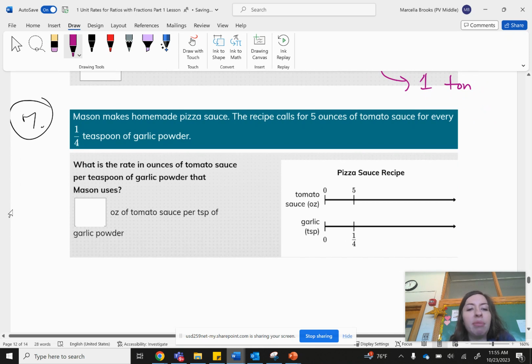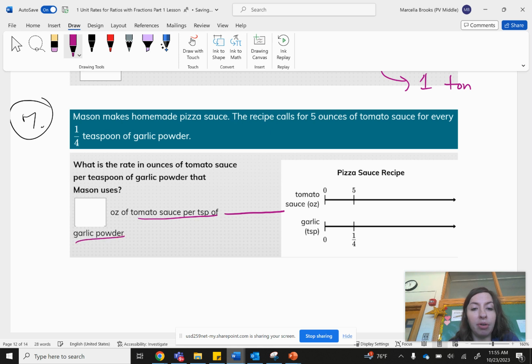Okay, Mason makes homemade pizza sauce. The recipe calls for 5 ounces of tomato sauce for every 1/4 a teaspoon of garlic powder. So we want to know the rate. So it's tomato sauce per garlic powder. So we're going to put tomato sauce on top and garlic powder on bottom. So plug your numbers in and solve.